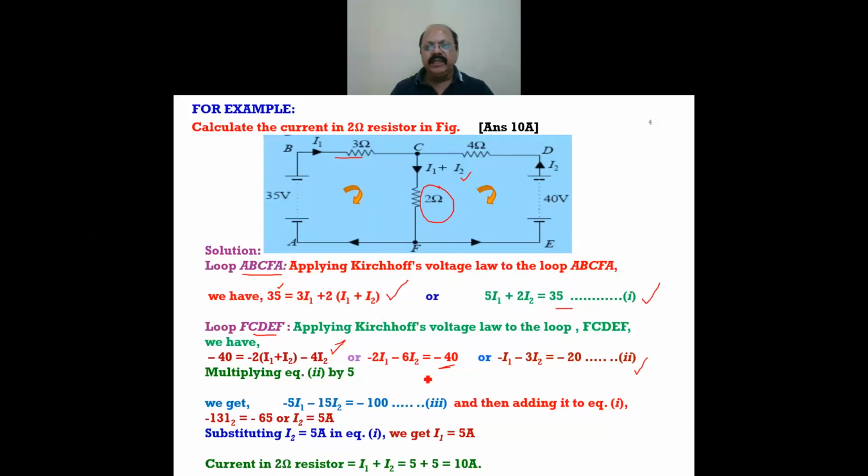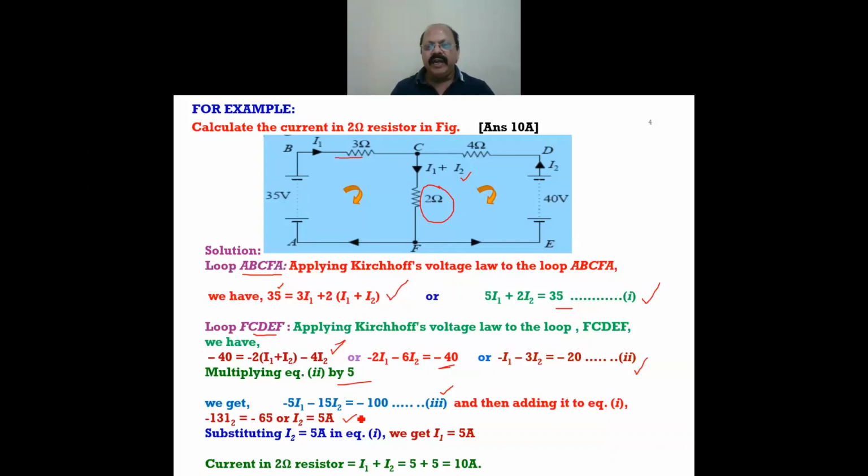Now multiply equation 2 by 5. When you multiply it by 5, you get minus 5 I1 minus 15 I2 equal to minus 100. Mark this equation number 3. Now add equation 3 with equation 1. Then 5 I1 and minus 5 I1 get cancelled, and when you solve it you get minus 13 I2 equal to minus 65. Then I2 equals 5 ampere.